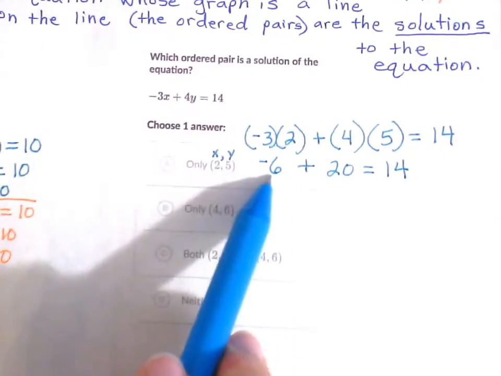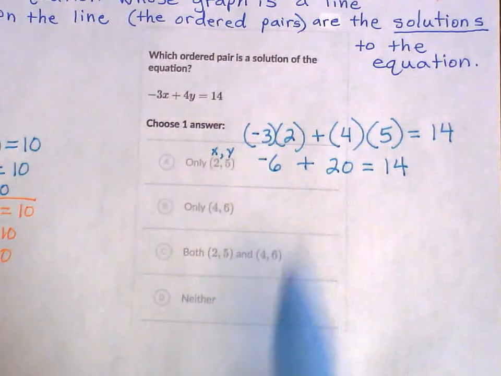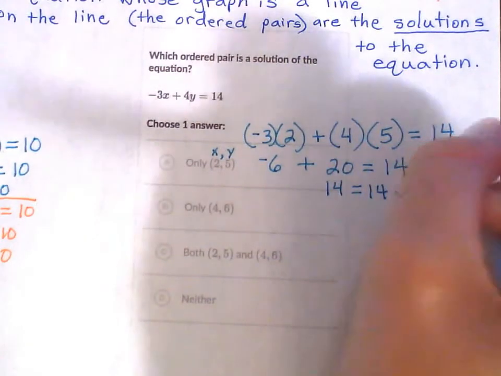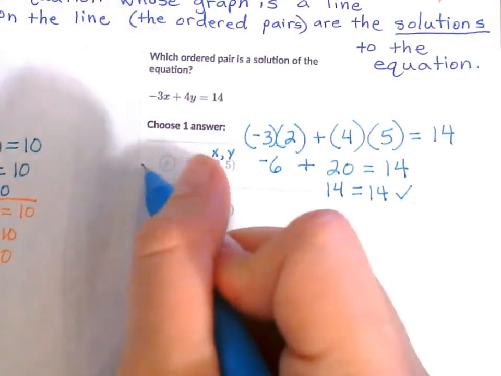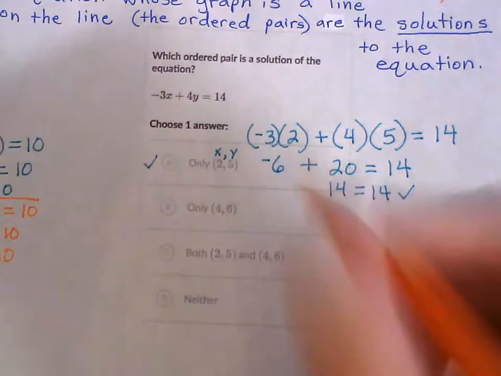We're 6 feet below the ground and we climb up 20 feet. Well, then we'll be 14 feet above ground. So 14 equals 14? Yes. So we know that (2, 5) is for sure a solution. Now let's see about the next ordered pair, (4, 6).